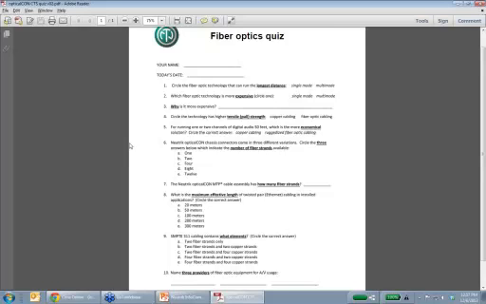Number 8: what's the maximum effective length of twisted pair cabling? 100 meters. Now, once again, email Kim if you're at 100.